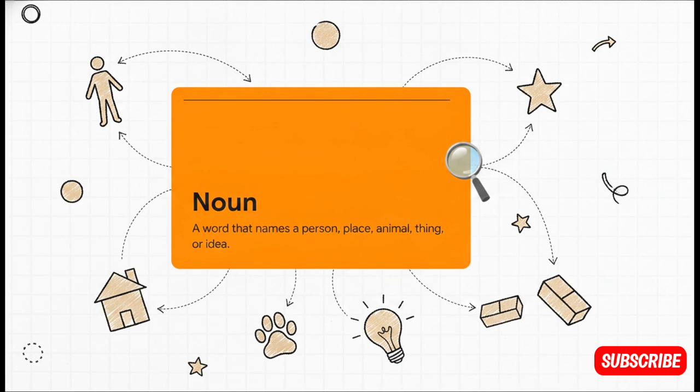So, what exactly is a noun? Well, simply put, it's a word that names a person, a place, an animal, a thing, or an idea. Think of these like the essential bricks you'd need before you can even think about building a house. You absolutely cannot construct a meaningful English sentence without them. They're basically the anchor points of all our communication.